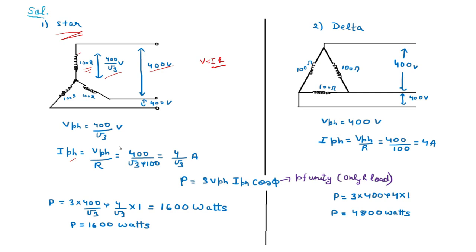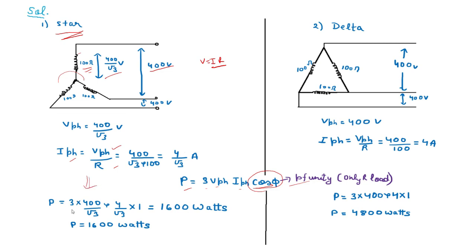So what is the phase current? It is V phase upon R, and on putting the value we get 4 upon root 3 ampere. Now what is the power? Power for a 3-phase system is 3 into V phase into I phase into cos phi. And since here the load is resistive, the power factor is unity, meaning it is 1. So now we will calculate this value.